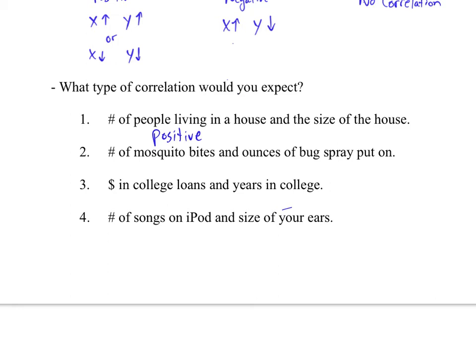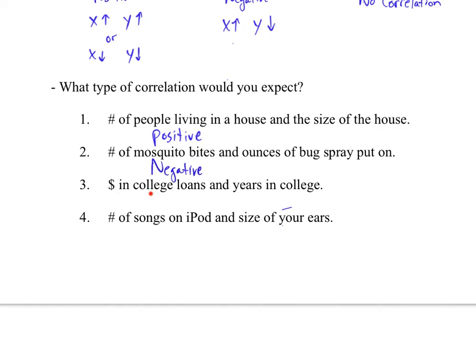Or no children. Number of mosquito bites and the ounces of bug spray you put on. So number of mosquito bites is dependent. So if you put on more bug spray, X goes up. Number of bites goes down. So that would be negative, because one variable is going up, the other is going down.